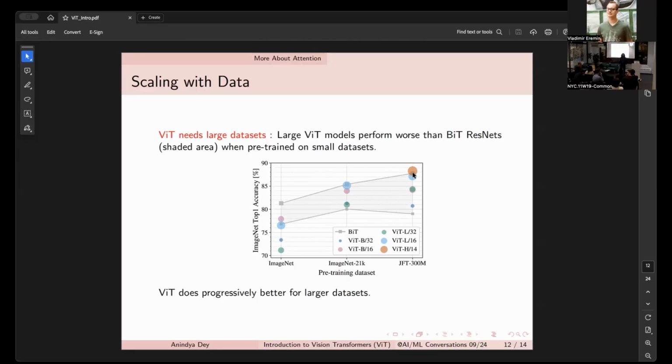Are you going to touch on the training objective at all? Like the objective? No, not in this talk. Can you say what the training objective is? For ImageNet, you're basically trying to predict the class of the image.